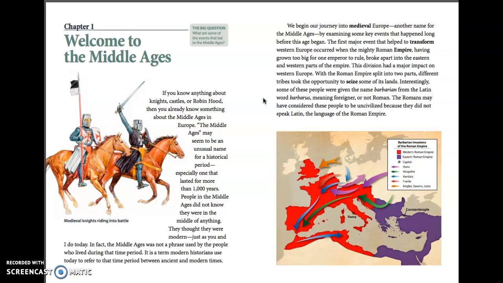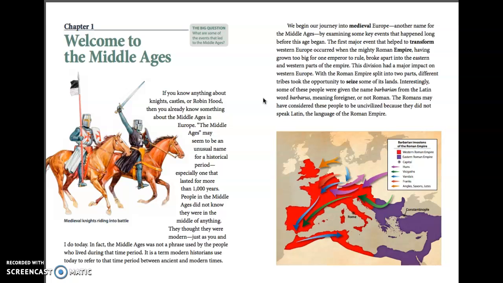The first major event that helped to transform Western Europe occurred when the mighty Roman Empire, having grown too big for one emperor to rule, broke apart into the eastern and western parts of the empire. This division had a major impact on Western Europe. With the Roman Empire split into two parts, different tribes took the opportunity to seize some of its lands.